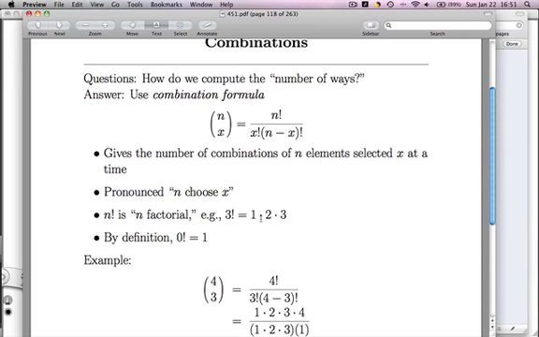That exclamation point means that you multiply all the numbers up to it. So 3 factorial is 1 times 2 times 3. 4 factorial would be 1 times 2 times 3 times 4. By definition, 0 factorial is 1.